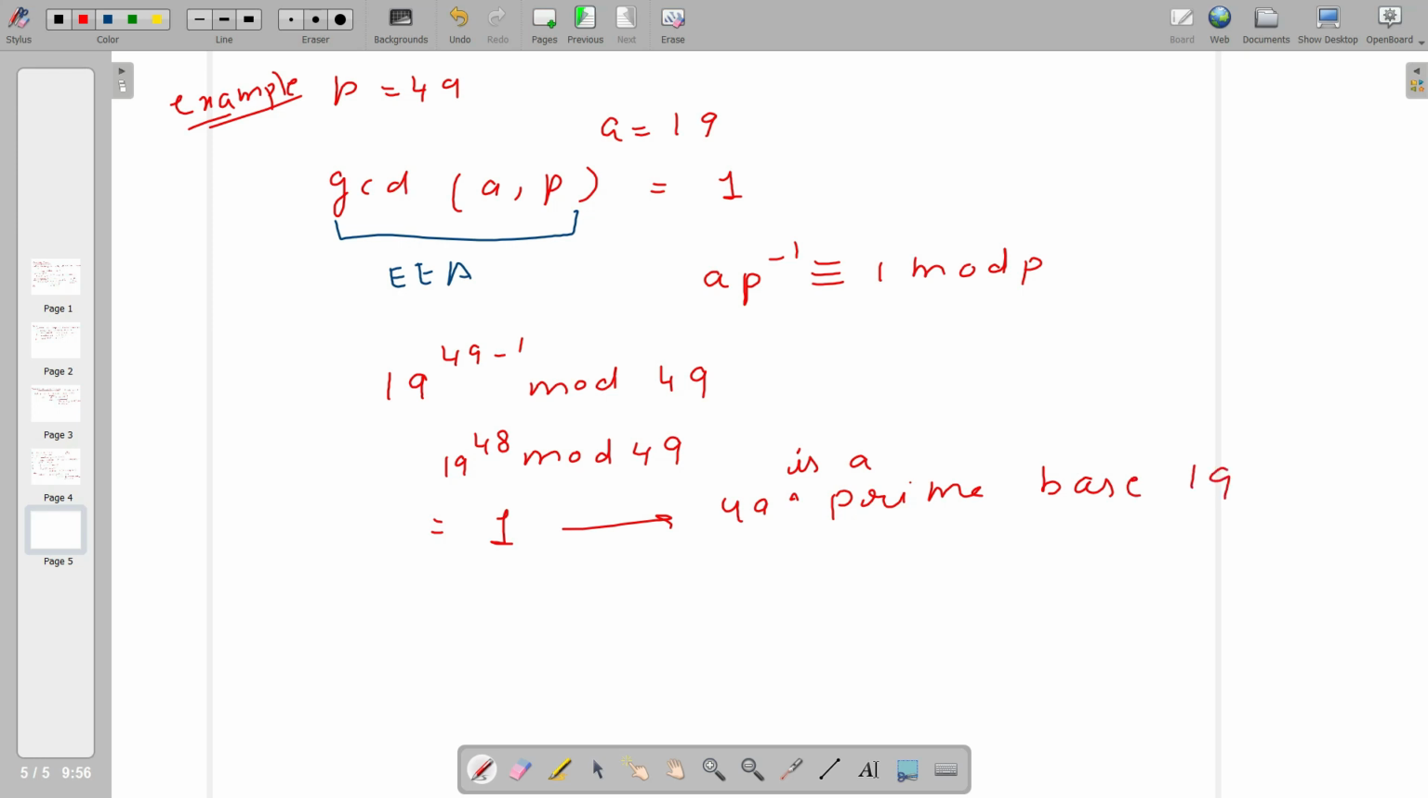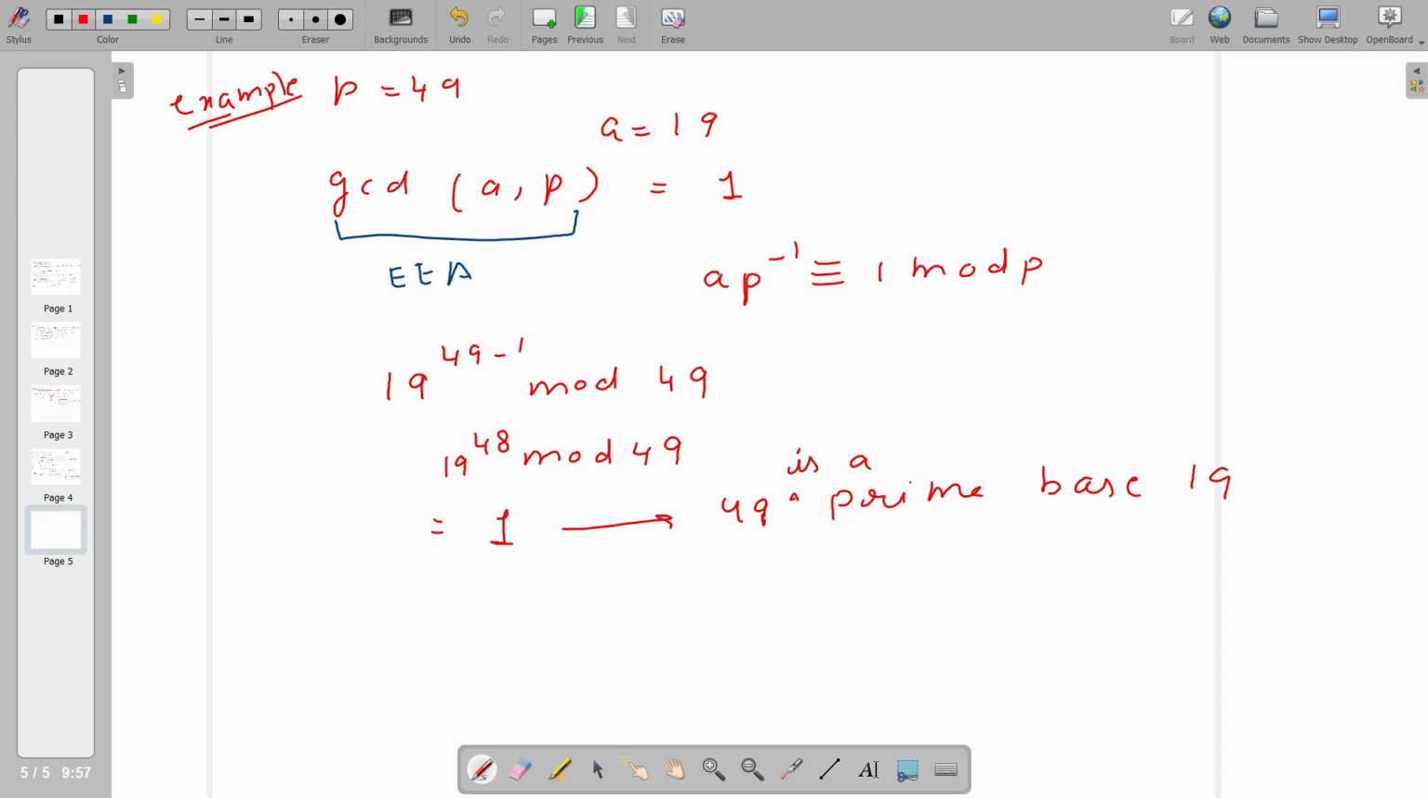However, we know that 49 is not a prime number because it has a factor 7, 7 into 7 is 49. So now we know that 49 is not a prime number, but according to this algorithm, it is giving us that 49 is a prime number. So it means this is probabilistic, a probable prime.